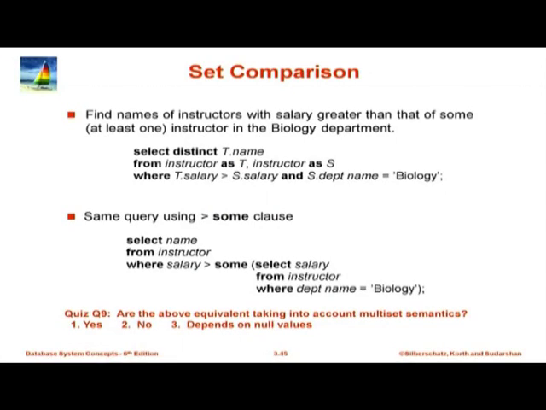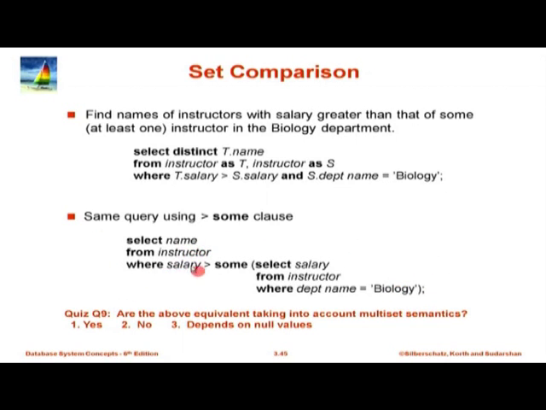There's a little more stuff here on set comparison, which is illustrated here. Find names of instructors with salary greater than that of some, meaning at least one instructor in the biology department. So we can write it using a self join. I'm going to skip this for the sake of time, and instead, come down here. What do we have here?